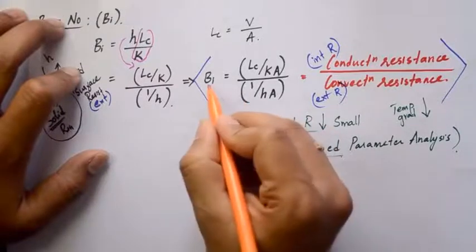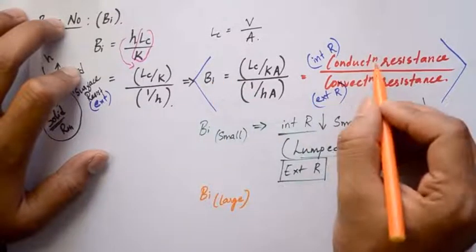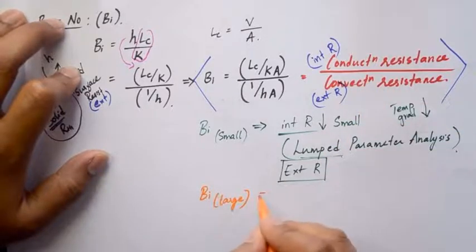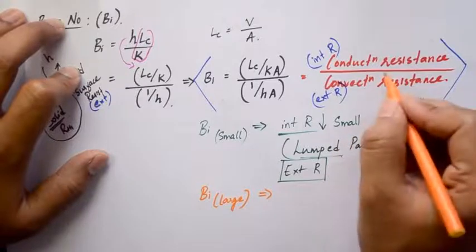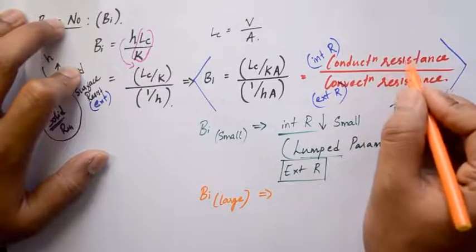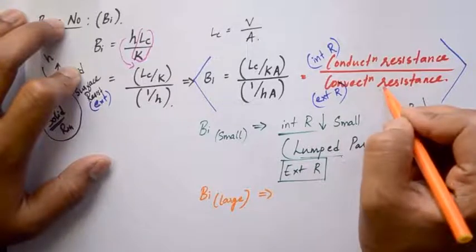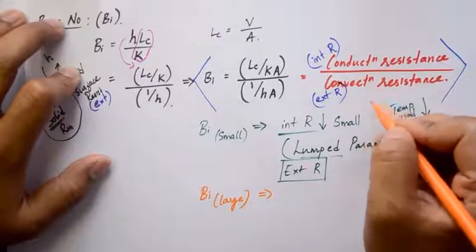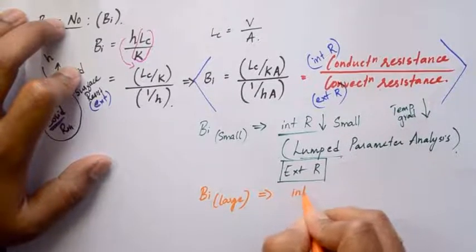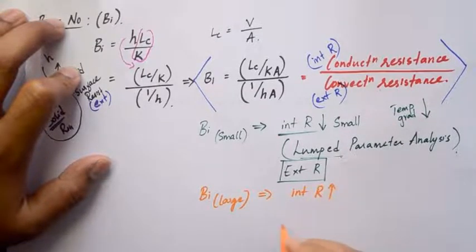Now what happens if the Biot number is of a larger number? If you have a look at the Biot number, it is given by the ratio of conduction resistance by convection resistance. So the value of Biot number can go on to a large number only when the conduction resistance, that is the numerator, attains a higher value, or the convection resistance, which is the denominator, attains a very less value.